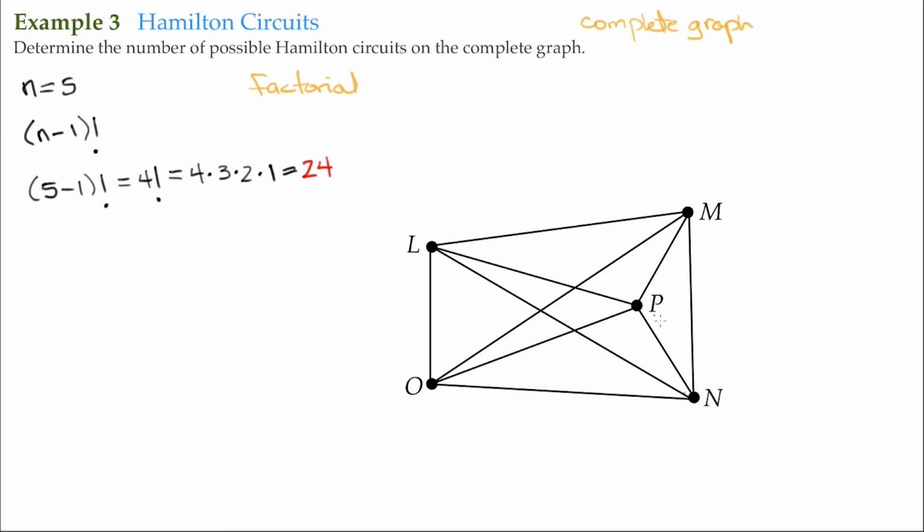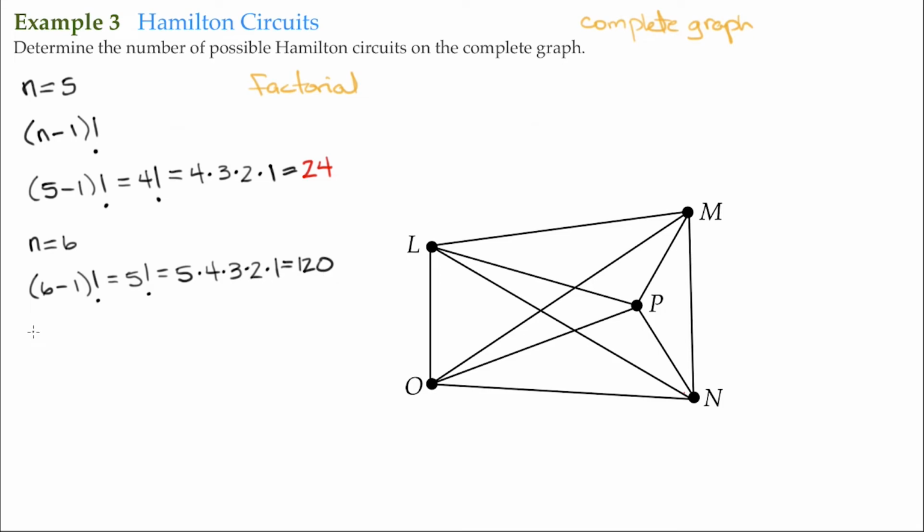Now, as the number of vertices goes up, the possible Hamilton circuits tends to skyrocket. So if you could imagine if we had 6 vertices, then we would have 6 minus 1 factorial. That's equal to 5 factorial. And what's 5 factorial? Well, that's 5 times 4 times 3 times 2 times 1. Or we can think of it as 5 times 4 factorial. But this winds up being 120.